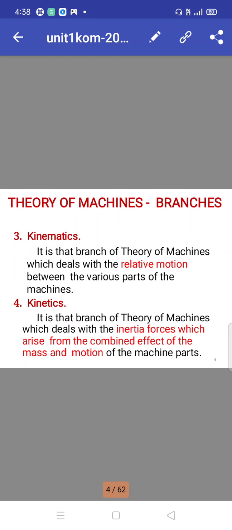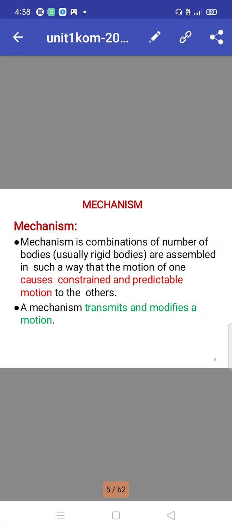Then kinematics. It's a branch of theory of machines that deals with the relative motion between various parts of the machine. Then kinetics. It's also a branch of theory of machines that deals with inertia forces which arise from the combined effect of mass and motion of machine parts.